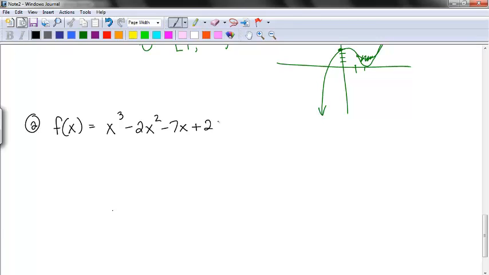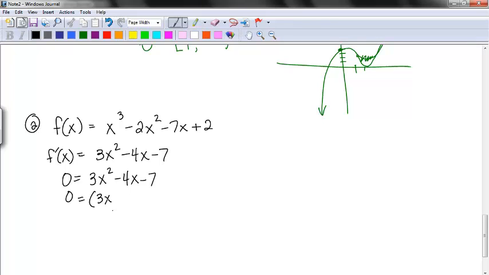First thing, find the first derivative. So f prime of x is 3x squared minus 4x minus 7. Set that equal to 0. It does happen that this one is factorable. If it's not factorable, then you go to the quadratic formula. This one is factorable. It's going to factor into 3x minus 7 and x plus 1.